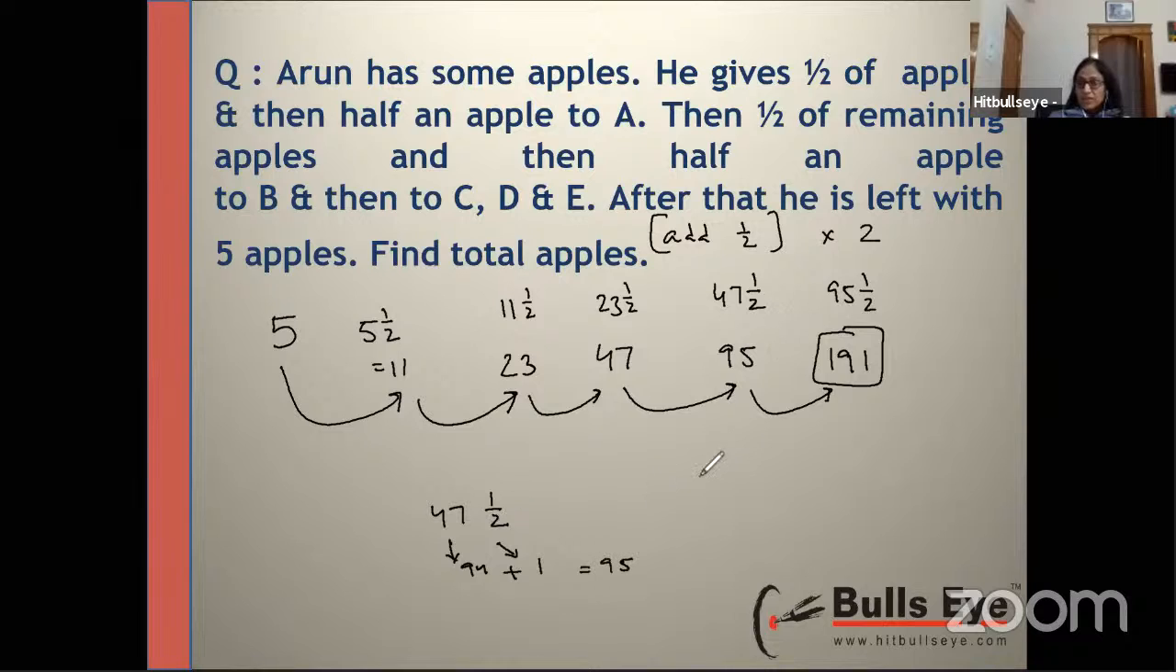Okay. Similarly, when I was doubling 95 and a half, I double 95. What is double of 90? It is 180. Double of 5 is 10. So double of 95 was 190. Double of half was 1. So it made 191. Okay.